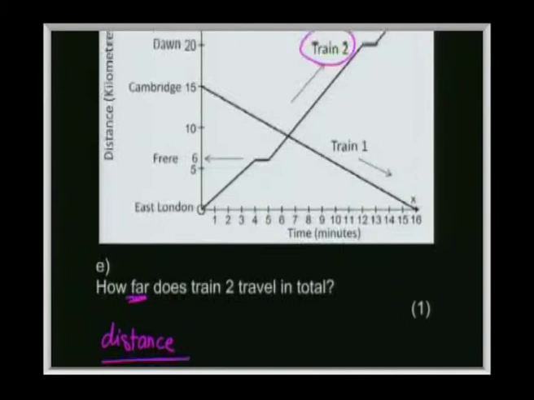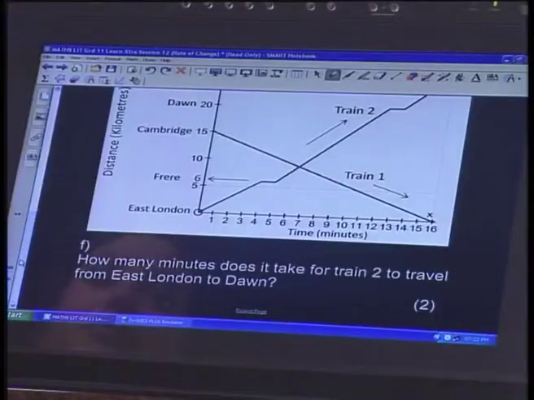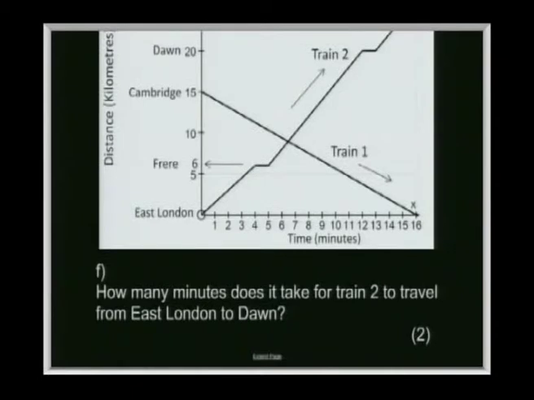So if you will be able to have a look at the distance and tell me how far, at the end of the day, does train 2 travel? Let's have a look at the next one. F. How many minutes does it take for train 2 to travel from East London to Dawn?